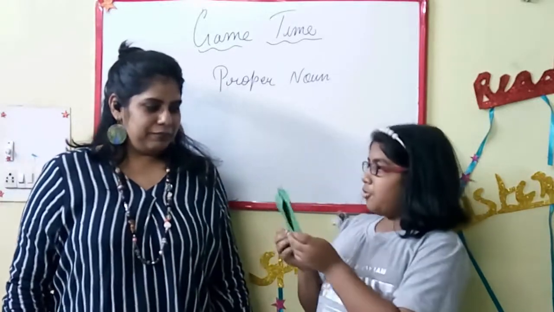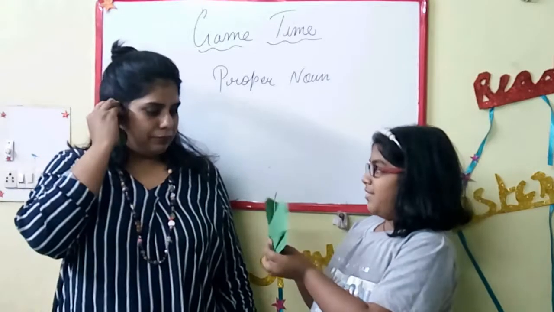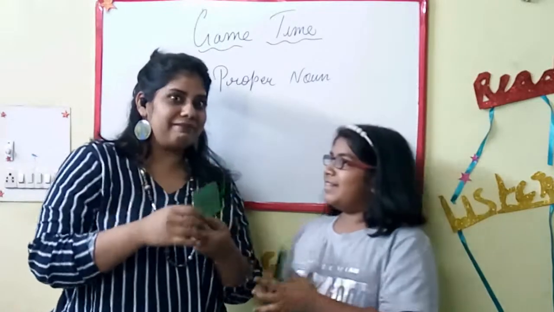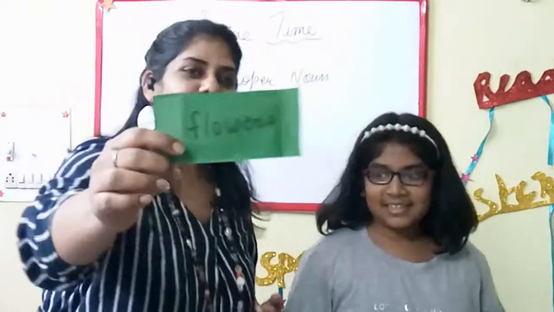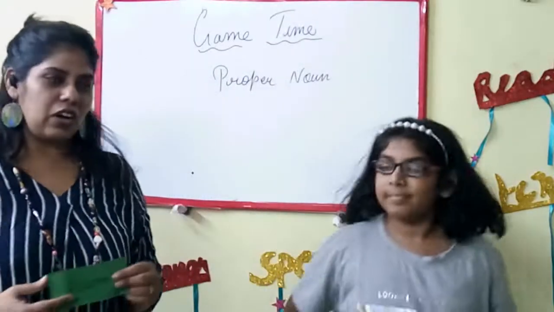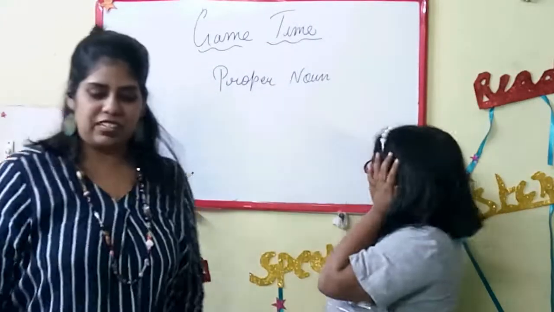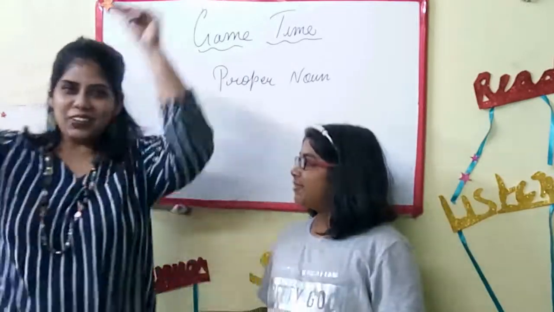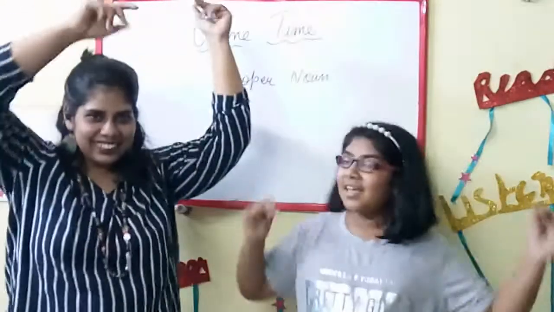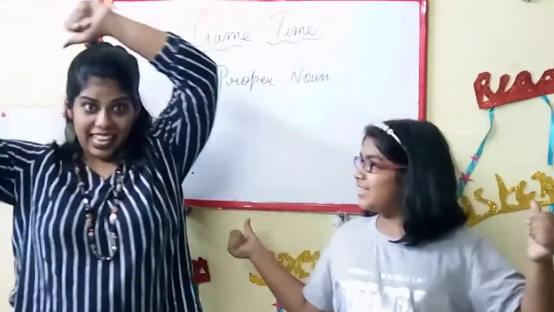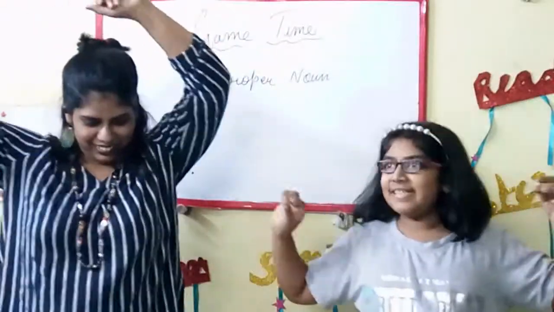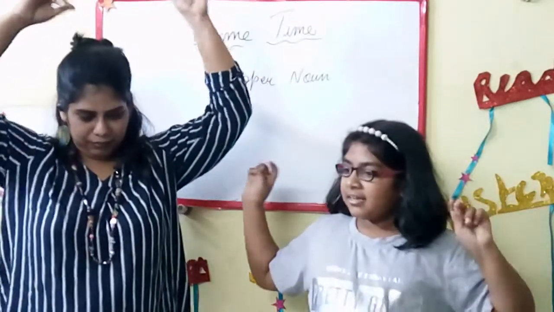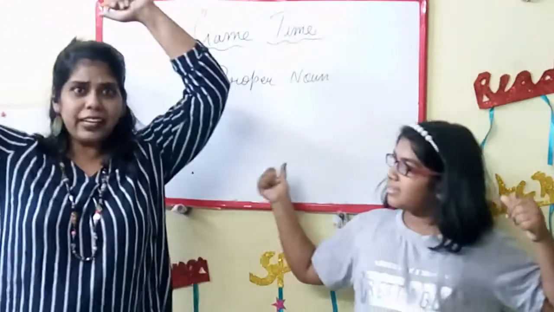Now I will shuffle them. Please pick one. Oh, flowers. So flower is a common noun. Now we have to give proper names of flowers. So should I start or you? You should start. Okay. Lily. Rose. Jasmine. Lotus. Daisy. Marigold.